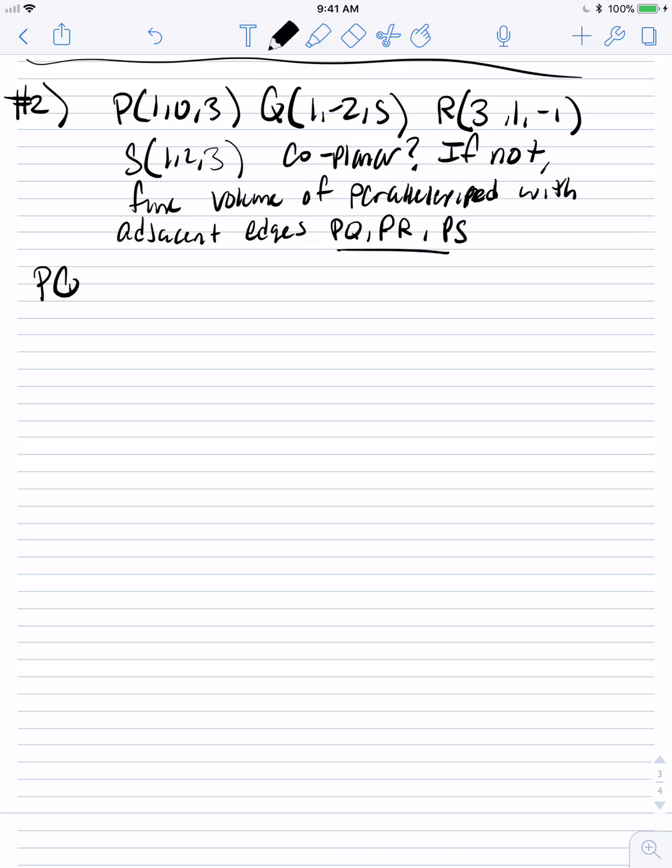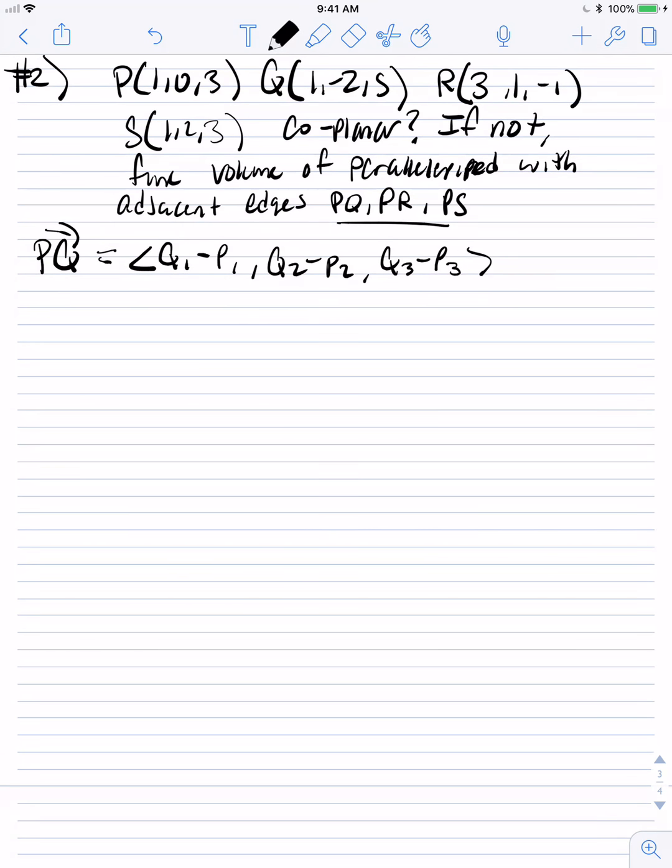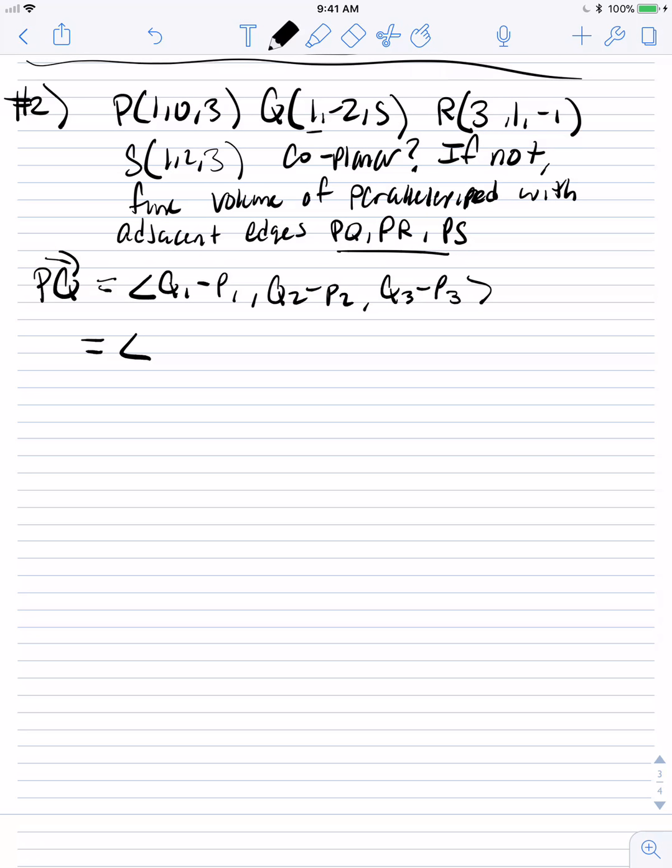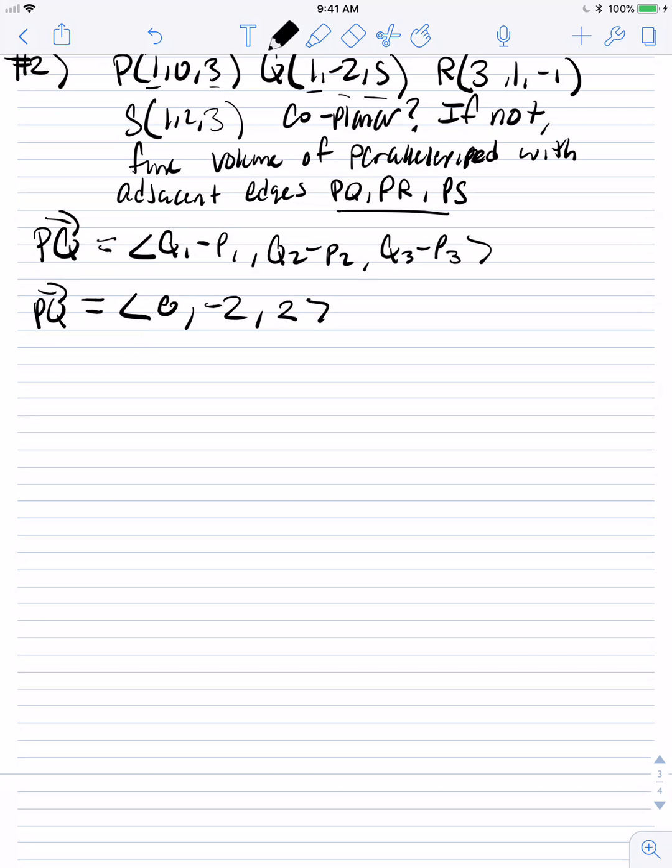So, for example, to find the PQ vector, we would do Q1 minus P1, the first components. Subtract the second components, Q2 minus P2, and then Q3 minus P3. And that will give us vector PQ. So if we did that, we have 1 minus 1, which is 0. Negative 2 minus 0 is negative 2. And 5 minus 3 is 2. This would be PQ.